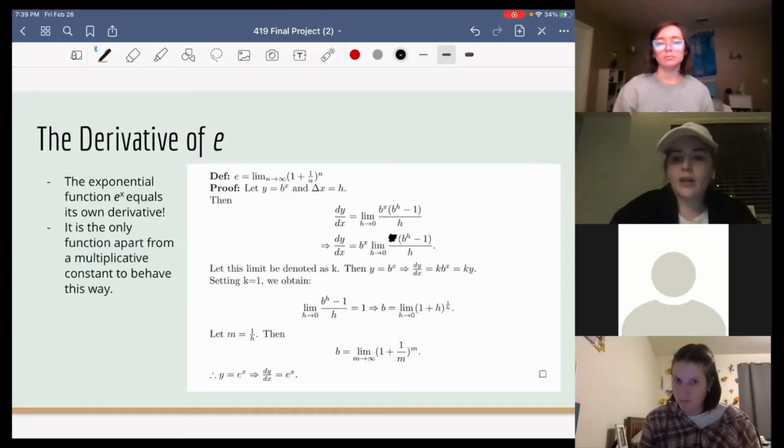So thus we have proven if y equals e to the x, dy over dx also equals e to the x. And this is a fundamental result in mathematics.